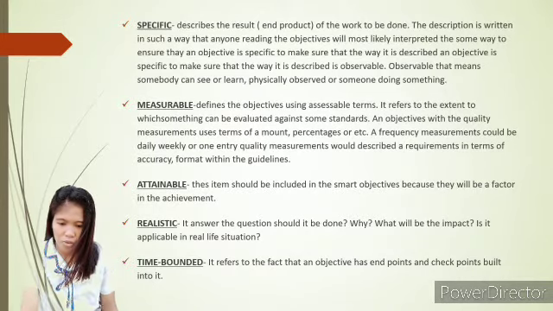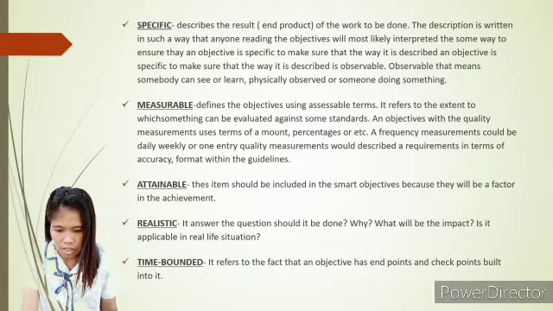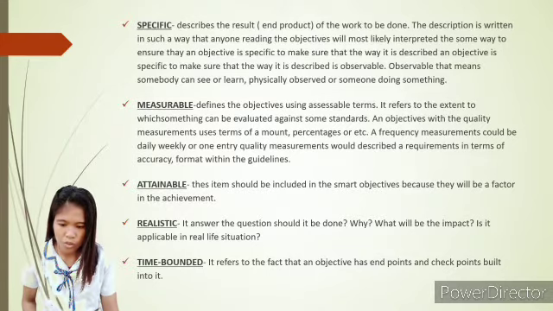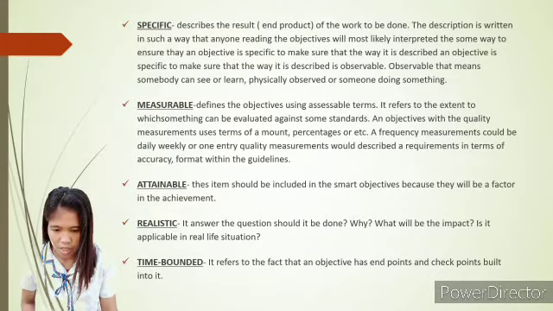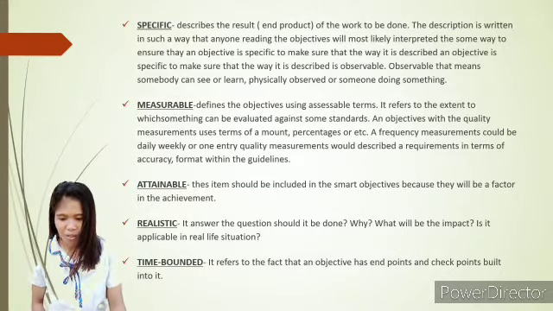Measurable defines the objectives using accessible terms. It refers to the extent to which something can be evaluated against some standards. An objective with quality measurements uses terms of amount, percentage, etc. A frequency measurement could be daily, weekly, or one-entry. Quality measurements would describe a requirement in terms of accuracy, format, within the guidelines. Next is attainable.